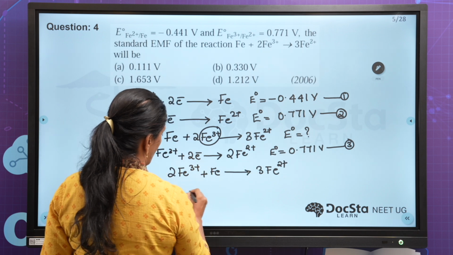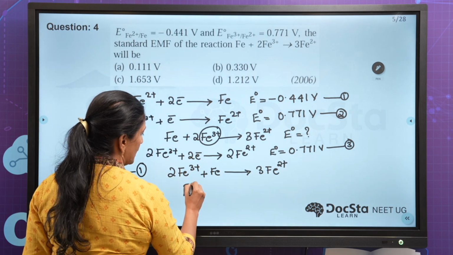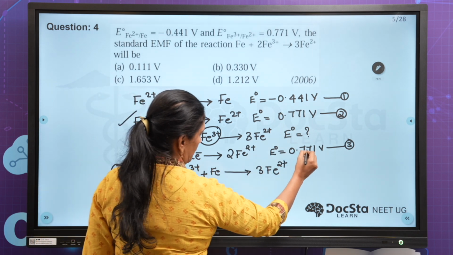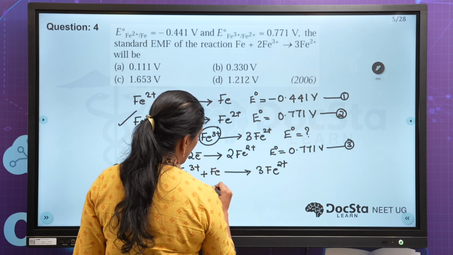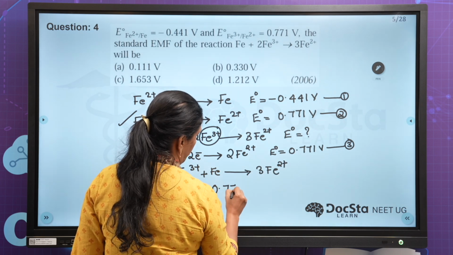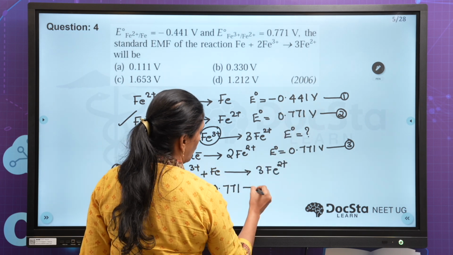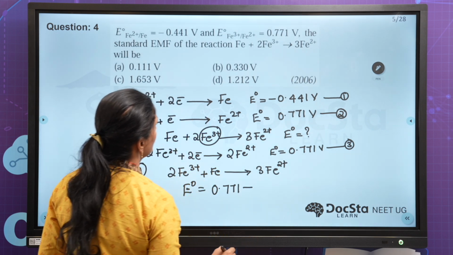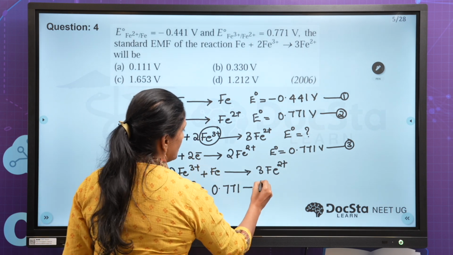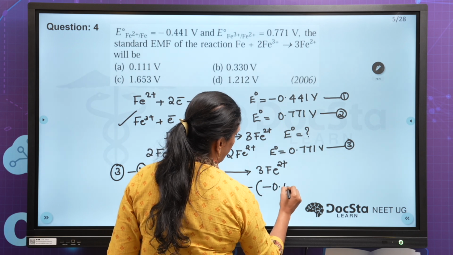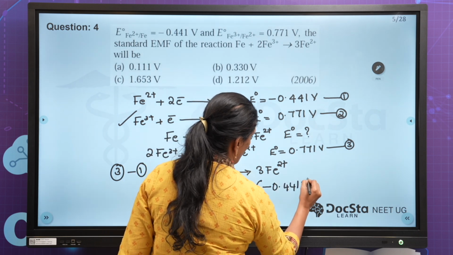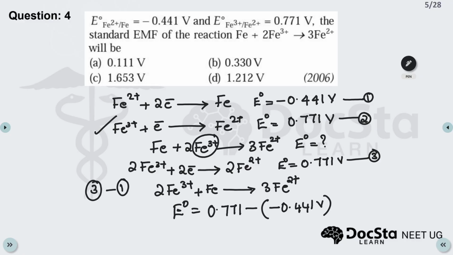In order to calculate the E0 value, we can subtract the E0 value of the third equation minus the E0 value of the first equation, isn't it? The first equation, which is minus 0.44 volt. So what will be your answer? Both the values get added up and finally the answer will be 1.212 volt. So this will be the final answer.